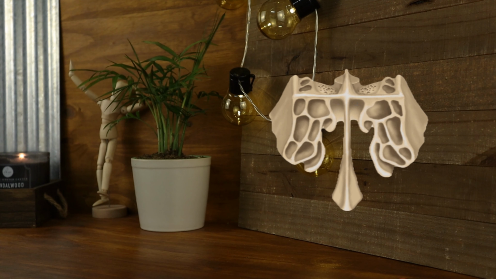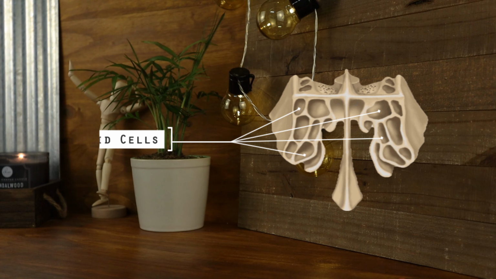The ethmoid bone also makes up a part of the sinus, as you can see from these ethmoid cells. Now these are openings in the ethmoid bone that can only be seen on a disarticulated skull.